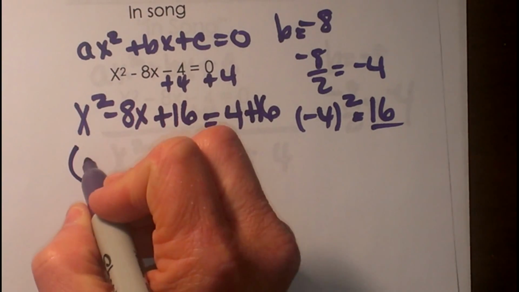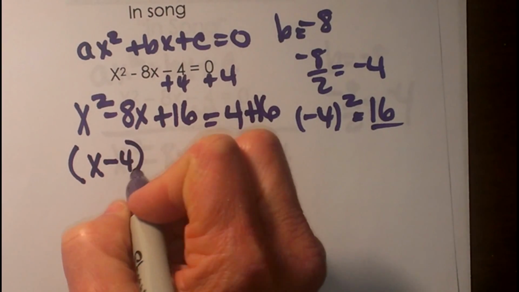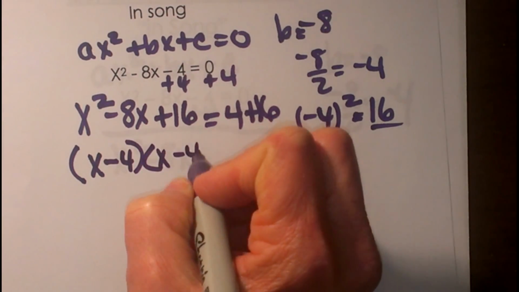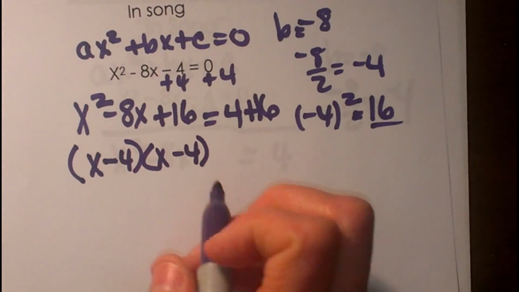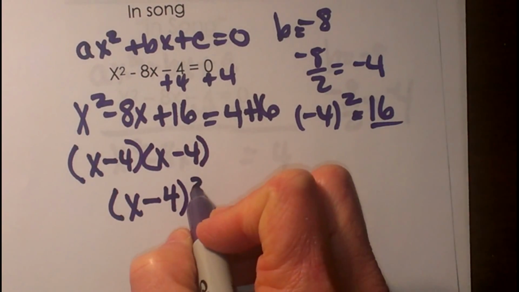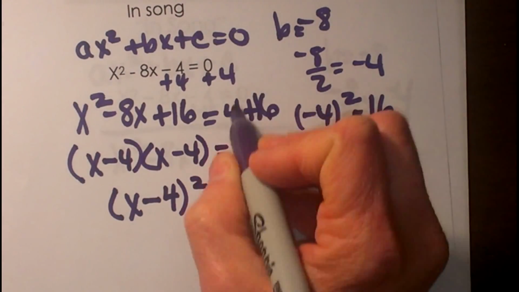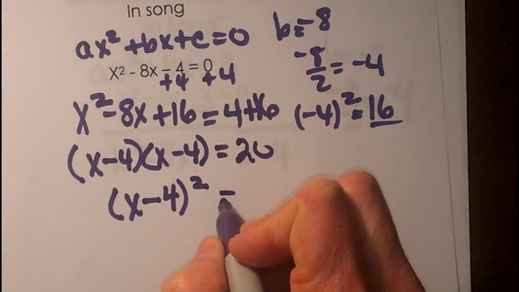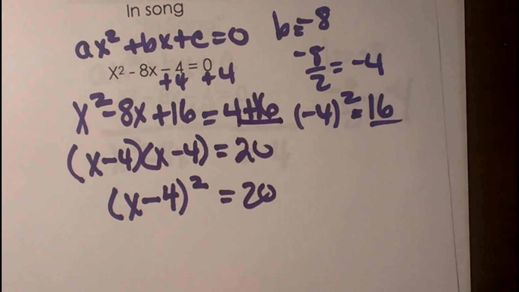So this is going to factor to x minus 4 times x minus 4. But we don't want to write it like that. We want to write it as a perfect square. X minus 4 quantity squared. Okay, now on the right side, let's just bring down our 20 because we're just adding 4 and 16.